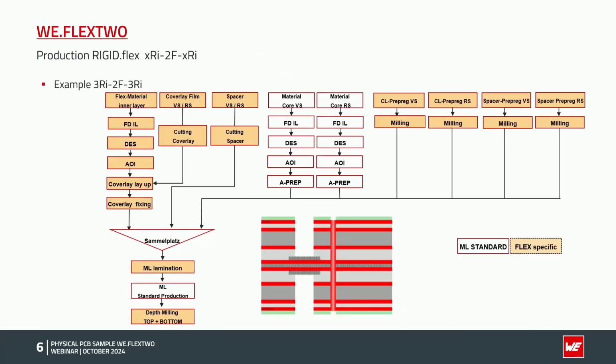There you can see the process flow of a rigid flex board with an inner layer flex. Here in this example, it's a 2F in the middle here. The flex layer you can see in the diagram, it's right here. It's the flex material, the etching part, and the coverlay, which is bonded or laminated to the flex area here.